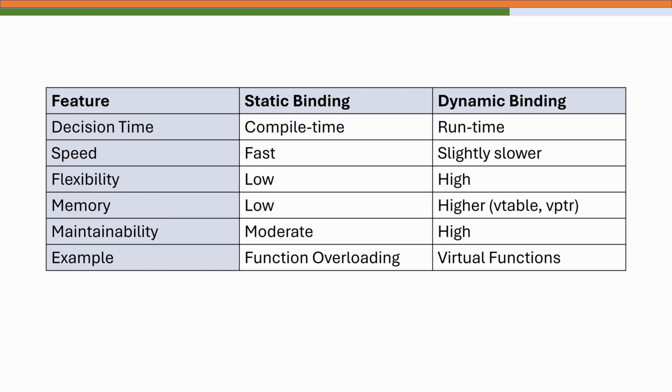If performance and predictability are critical, then use static binding. If adaptability and maintainability are more important, then you should go with dynamic binding with virtual functions. Most real world applications combine both: static binding for internal operations and dynamic binding for interface driven behaviors.